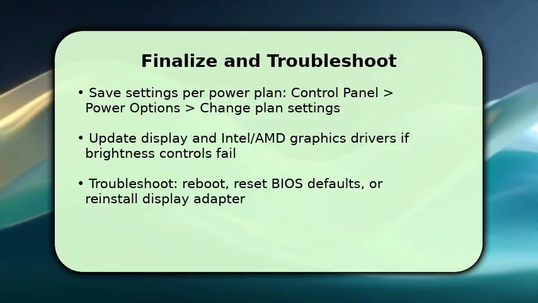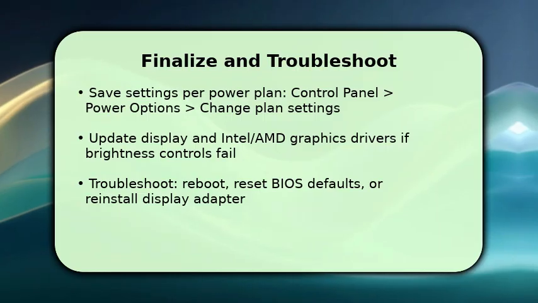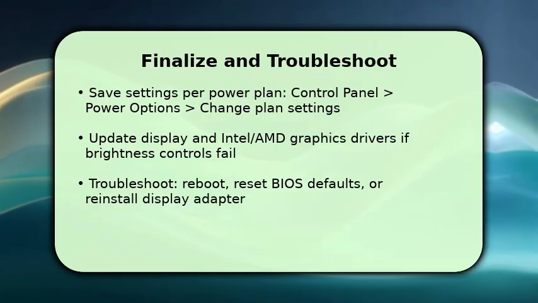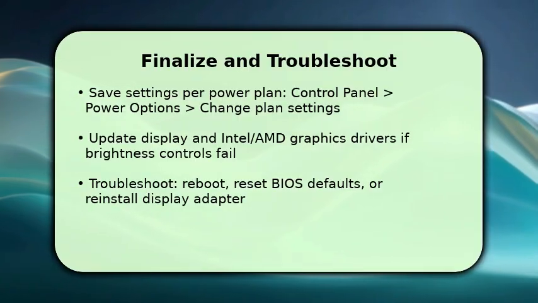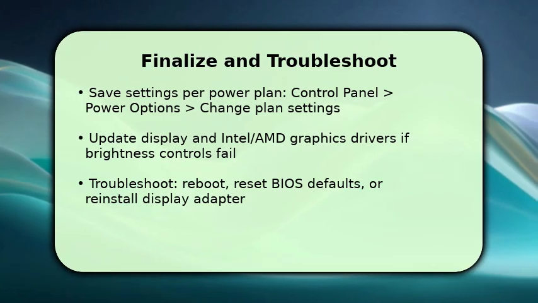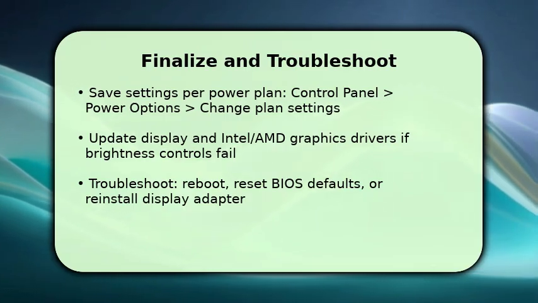Go to Control Panel, Power Options, then change plan settings and confirm both plugged and battery levels. If brightness controls are unresponsive, update the display and Intel or AMD graphics drivers. Driver mismatch often blocks OS sliders.